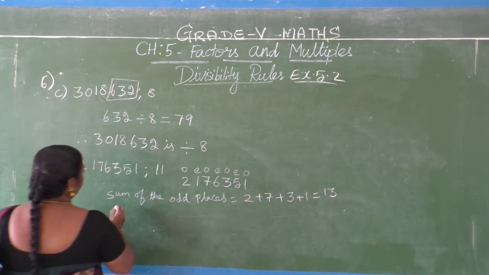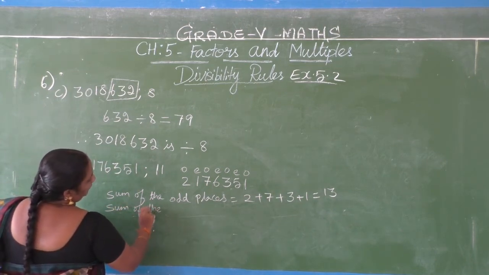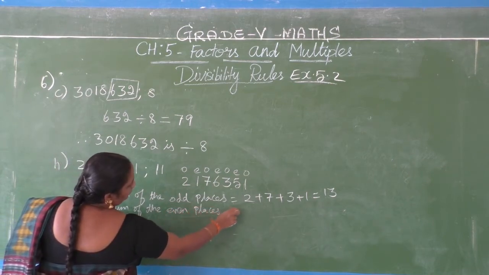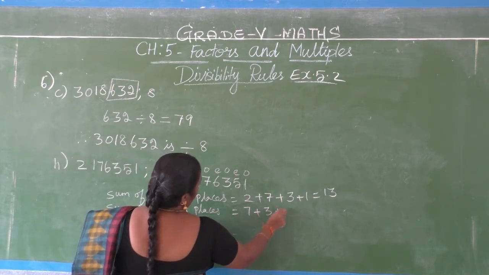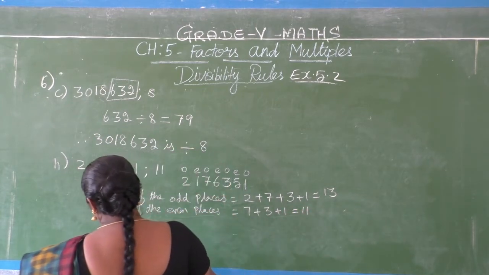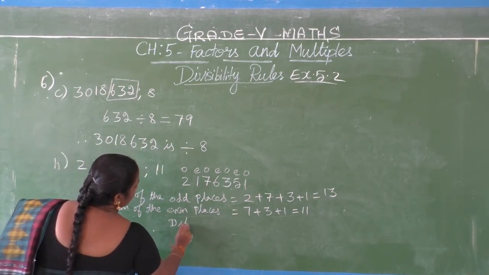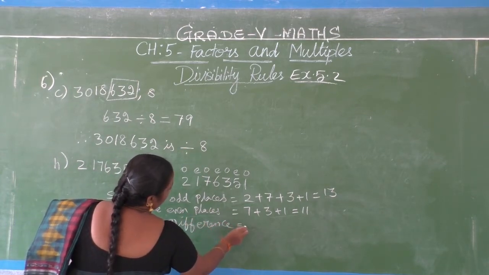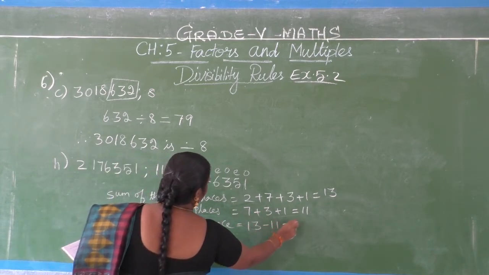Then the sum of the even places: 7 plus 3 plus 1. So 10 plus 1, 11. Now we are going to find the difference between the sums. That is the rule, no? We have to find the difference. So 13 minus 11. What is the difference? 13 minus 11, 2.